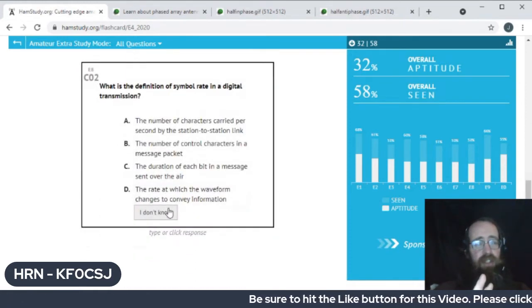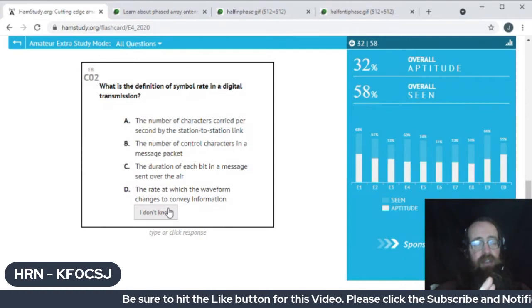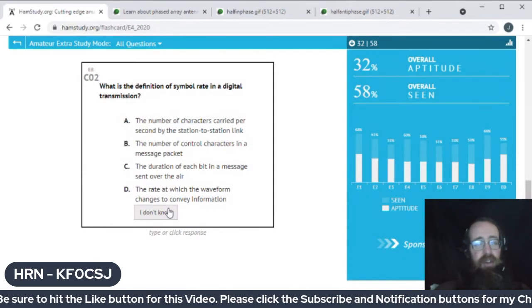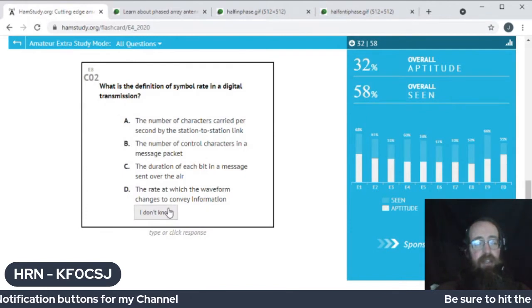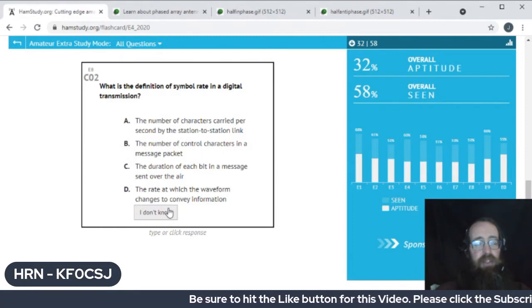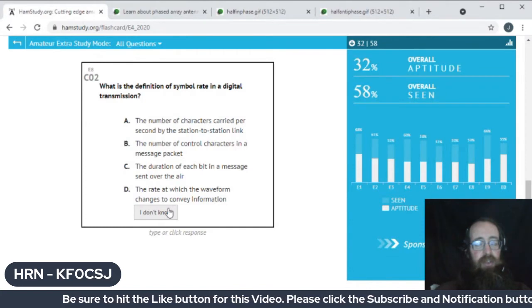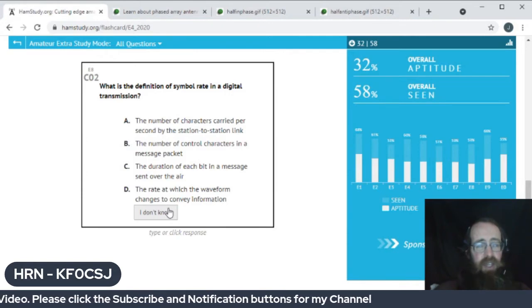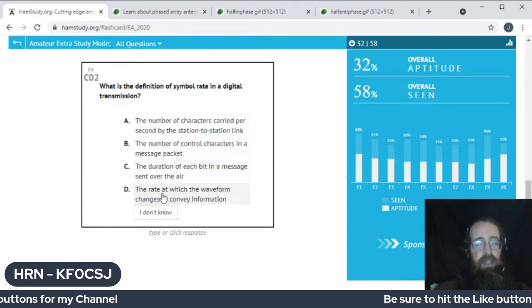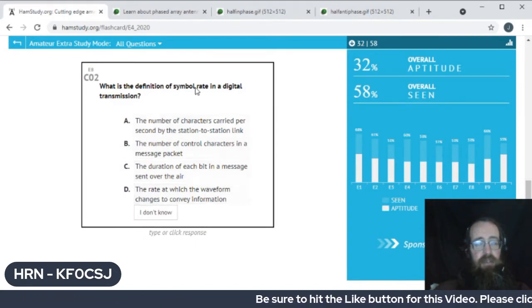What is the definition of symbol rate in digital transmission? A, the number of characters carried per second by the station to station link. B, the number of control characters in a message packet. C, the duration of each bit in a message sent over the air. D, the rate at which the waveform changes to convey information. I believe it's going to be D. It is the only answer that actually talks about the symbol rate, and rate is also repeated in the answer.